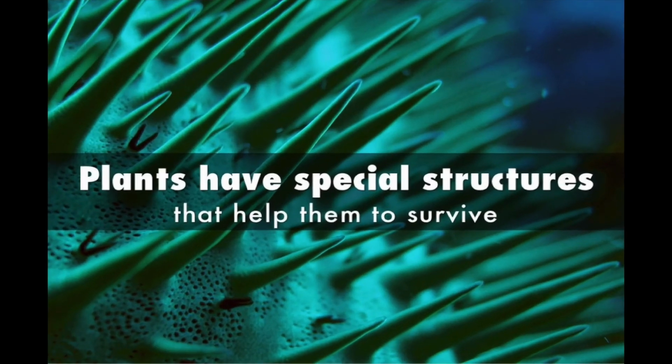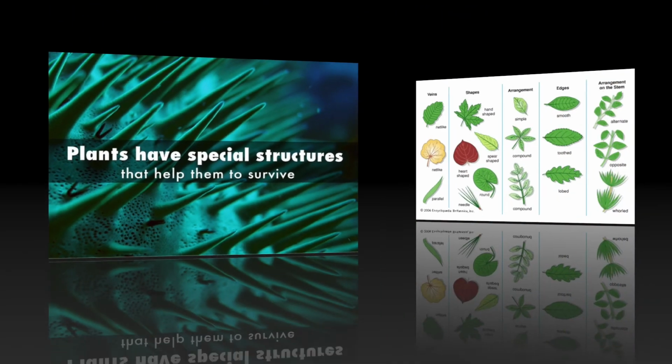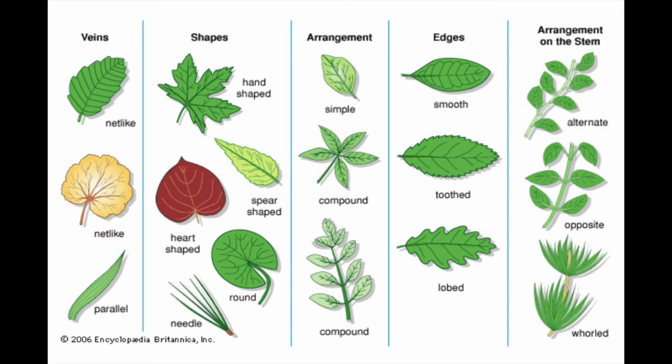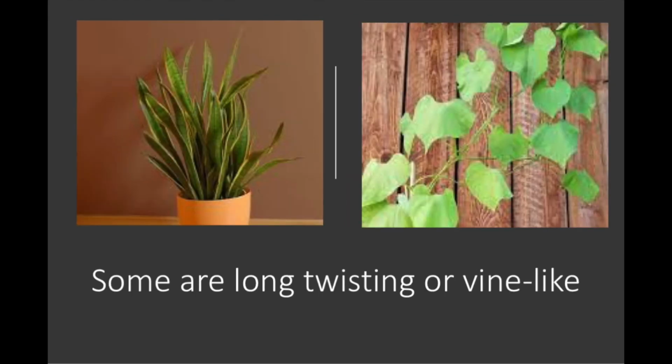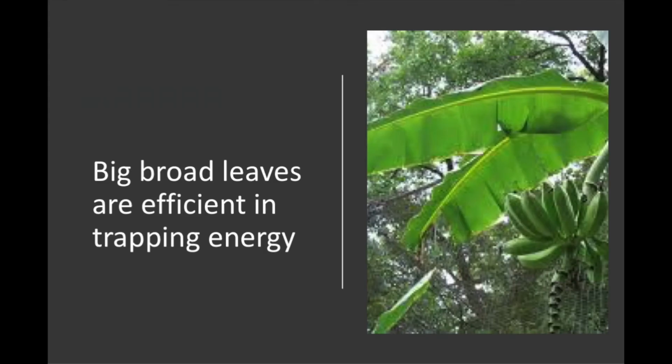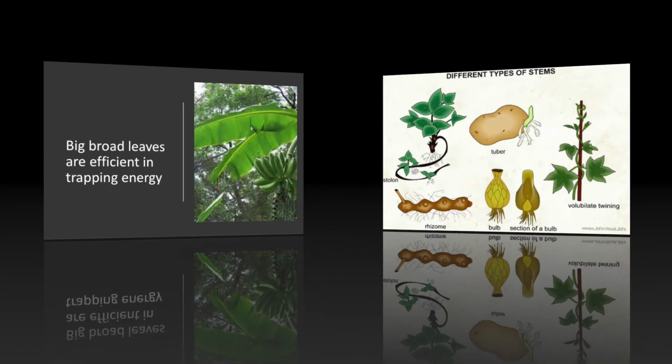Plants living in different places are exposed to varied conditions. However, the structures are suited to particular needs. Let us take a look at some special structures of plants. Shapes and sizes of leaves are also important to survival. Some are thick and waxy, good for storing water to protect themselves from dehydration. Others are long and twisting or vine-like for climbing high places. Banana plants produce big broad leaves to efficiently trap more energy.